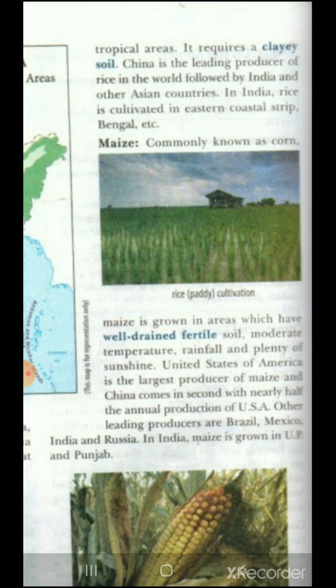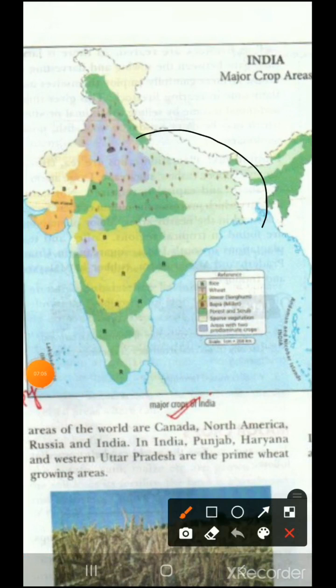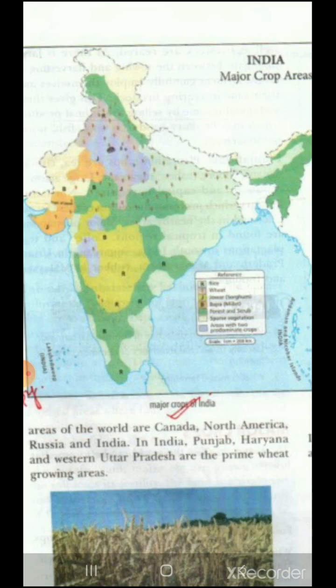China is the leading producer of rice, followed by India and other Asian countries. In India, rice is cultivated in the eastern coastal strips, in Bengal, etc. Now you can see in the map the eastern coastal areas. Here rice is produced, in the eastern part of India. Now move to the next one, that is maize.